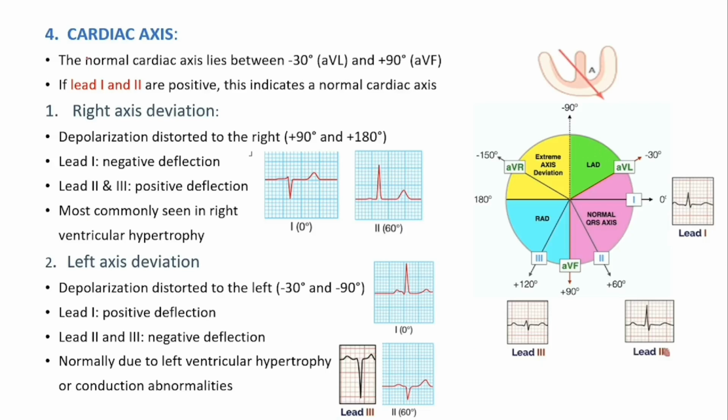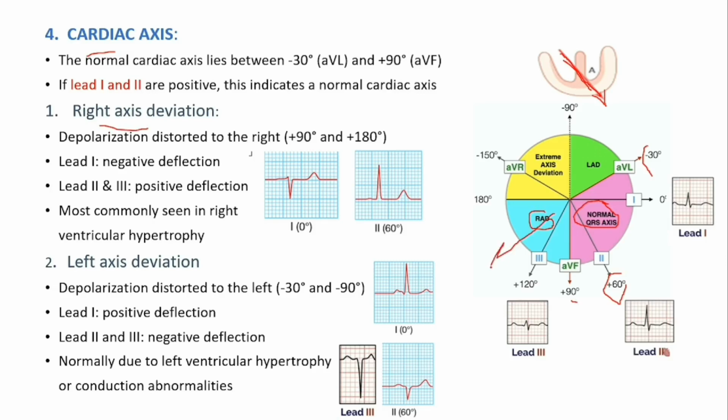Okay, now cardiac axis. This is the ventricle, and the average current is shown by this vector, this axis. It is normal, and it is normally at 60 degrees. It should lie between -30 and +60 degrees, and this is the normal QRS axis. But if this vector lies to the right of this 90 degree line, it will be called right axis deviation.